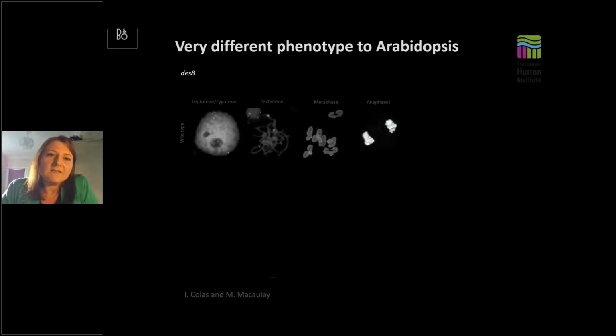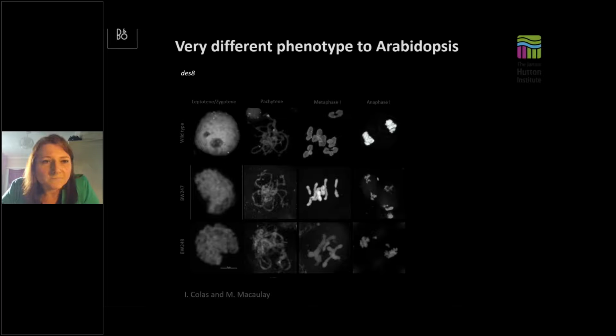And here again, I'm showing you a normal meiosis in barley, with normal leptotene, zygotene, and normal pachytene, normal metaphase and normal anaphases. And the same gene in Arabidopsis also has a normal meiosis. So this is exactly what we were expecting. So here you go, we have actually 2 alleles.